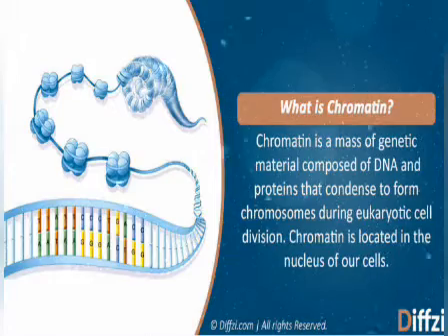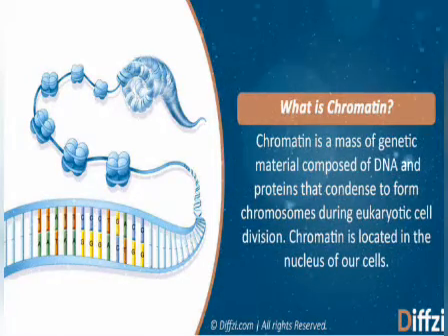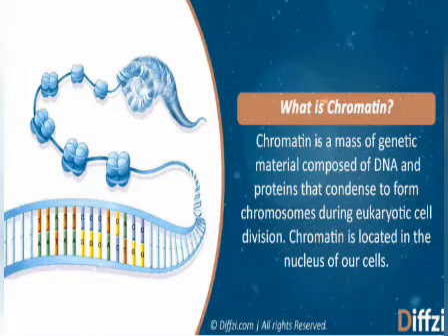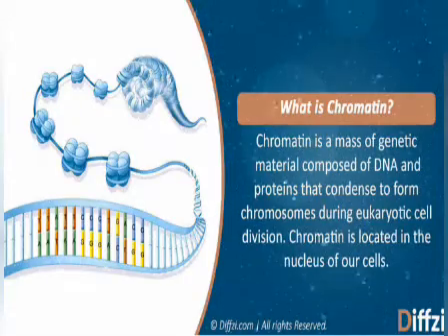Fourth one, chromatin. Chromatin is a mass of genetic material composed of DNA and protein that condense to form chromosomes during eukaryotic cell division. Chromatin is located in the nucleus of our cells.